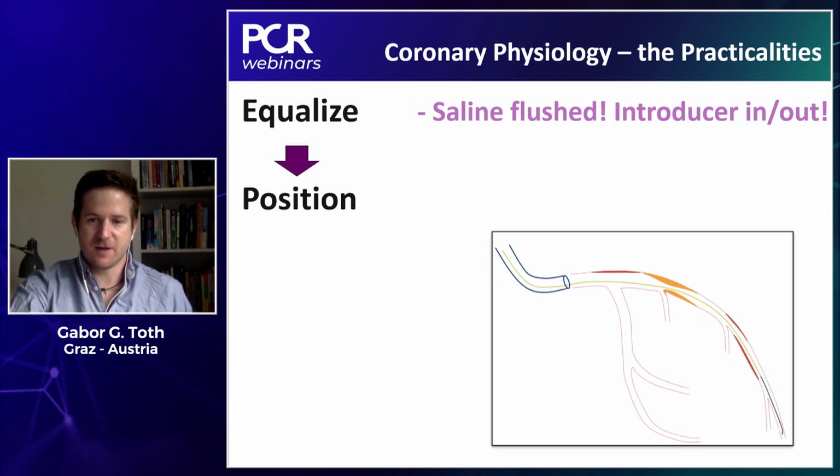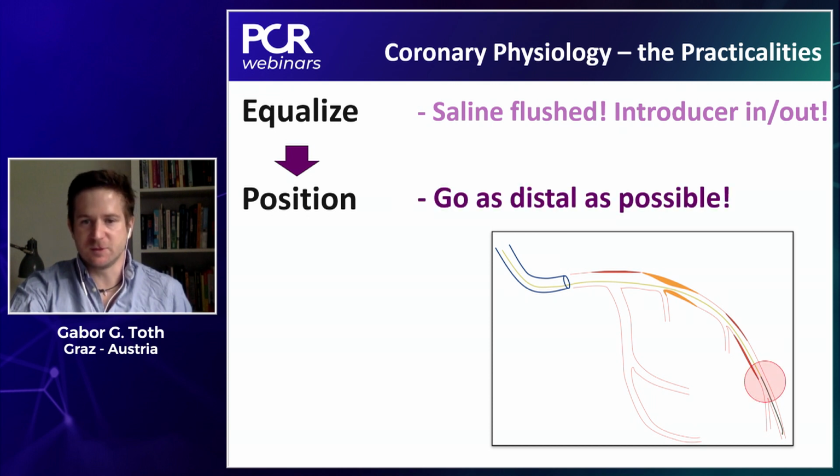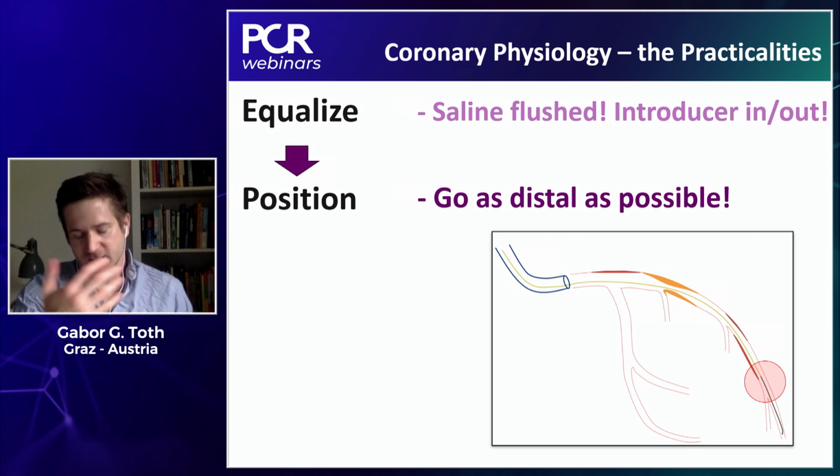When we position the wire, we should keep in mind to go as distal as possible. Why is it important? If we go very distal, then we have, let's say, a universal understanding of the vessel-related ischemic burden, incorporating not only the visualized focal stenosis, but of course also all the diffuse disease that we might not see. So in this way, if we go very distal, then we understand exactly whether this territory is ischemic or not.